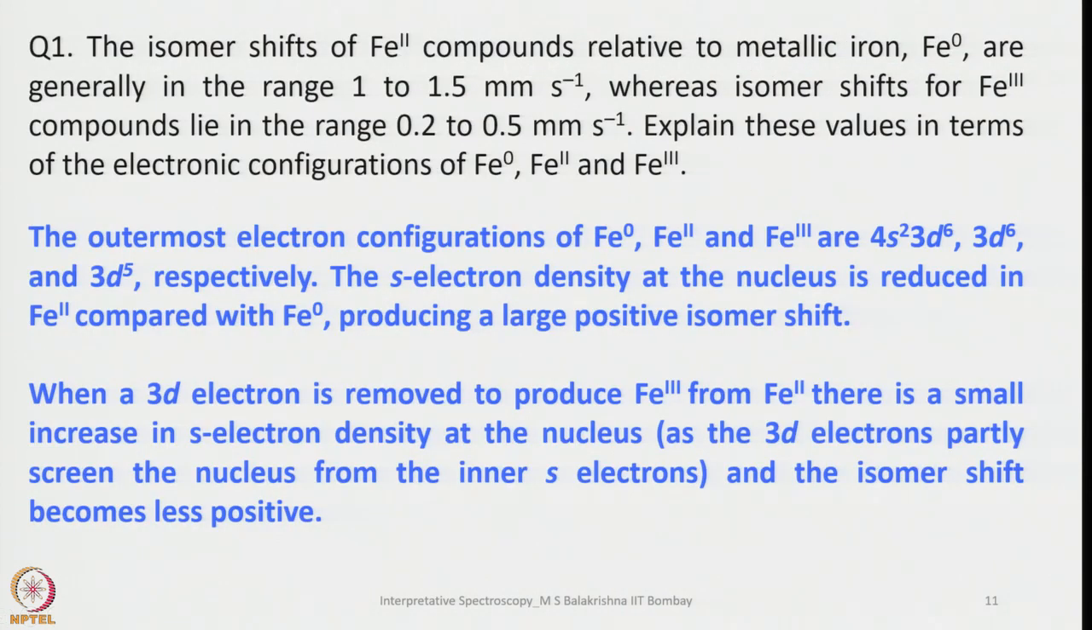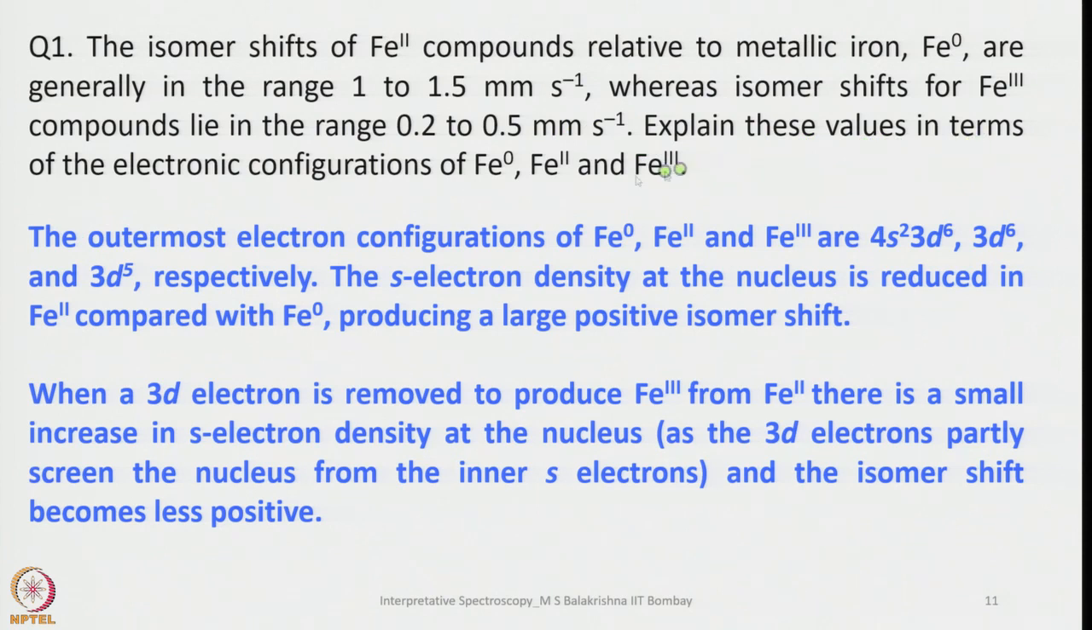The isomer shifts of iron 2 compounds relative to metallic iron Fe0 are generally in the range of 1 to 1.5 millimeters per second, whereas isomer shifts for iron 3 compounds lie in the range of 0.2 to 0.5 millimeters per second. So, explain these values in terms of the electronic configuration of iron 0, iron 2, and iron 3. So, this is a question. I read out again: the isomer shifts of iron 2 compounds relative to metallic iron Fe0 are generally in the range of 1 to 1.5 millimeters per second, whereas isomer shifts for Fe3 compounds lie in the range of 0.2 to 0.5 millimeters per second.